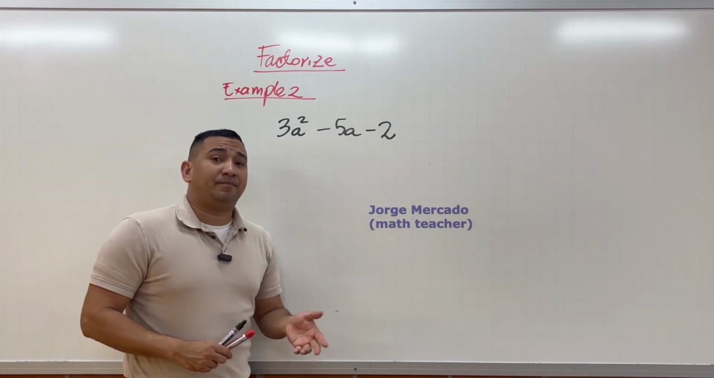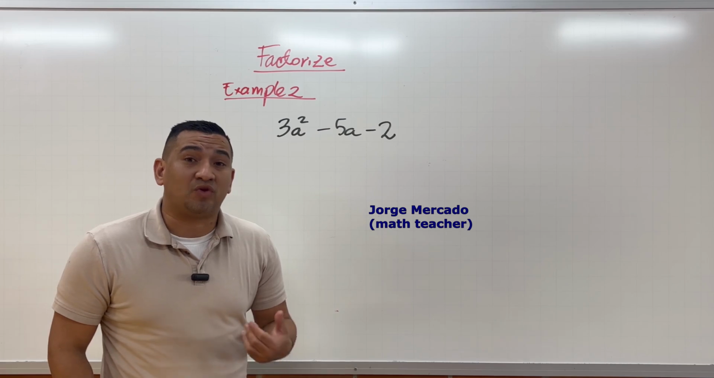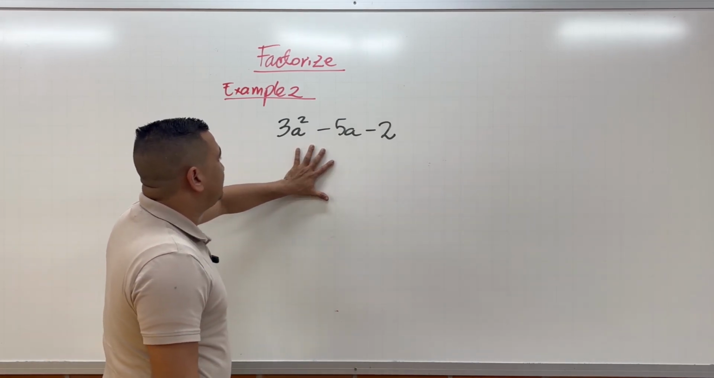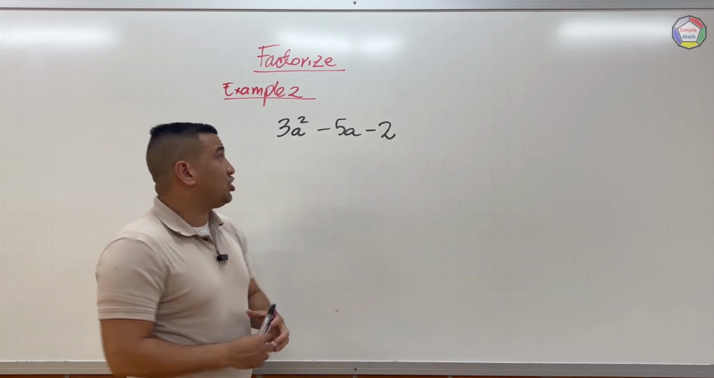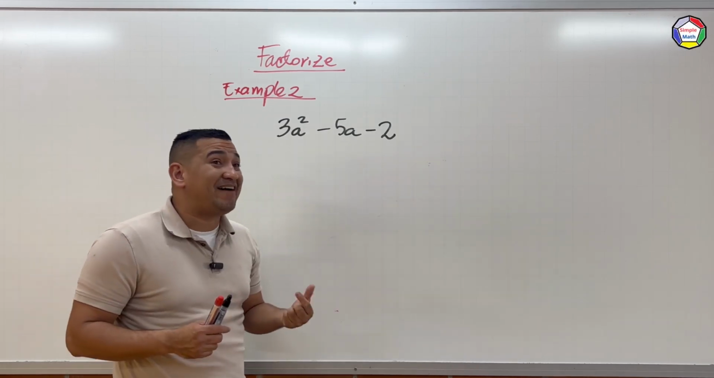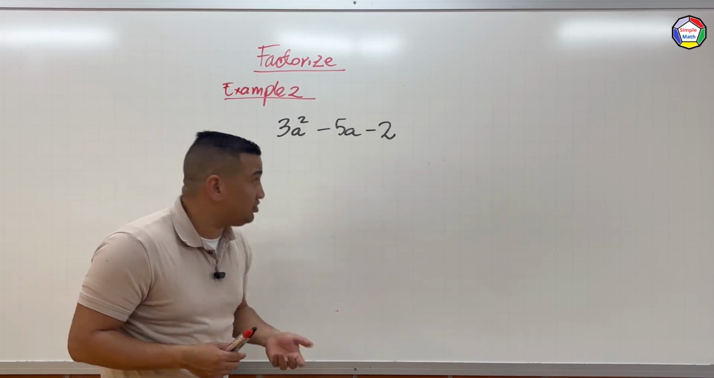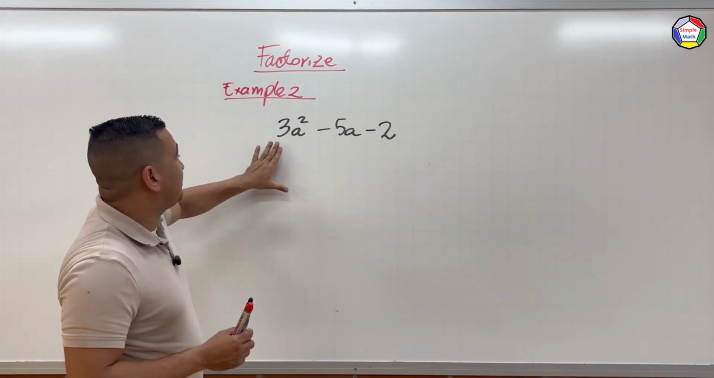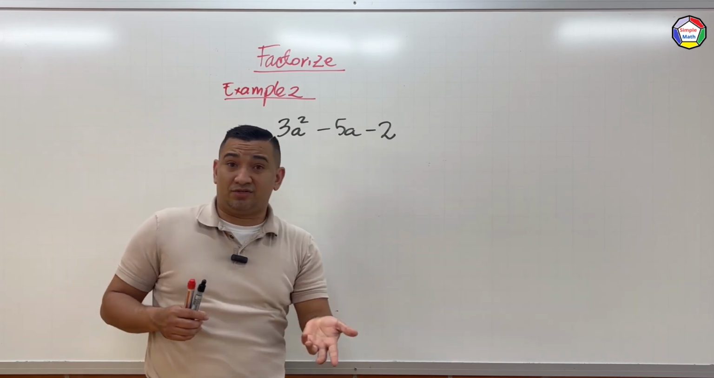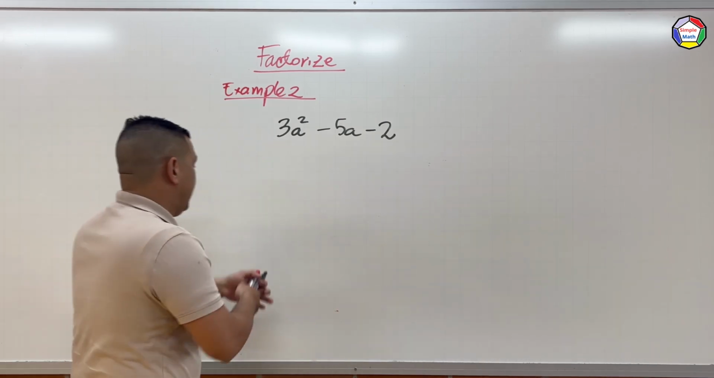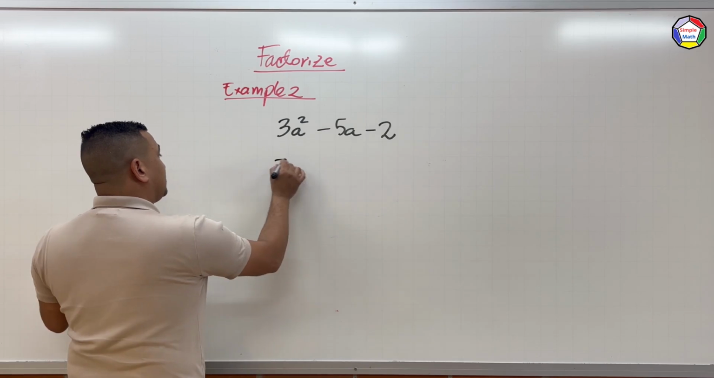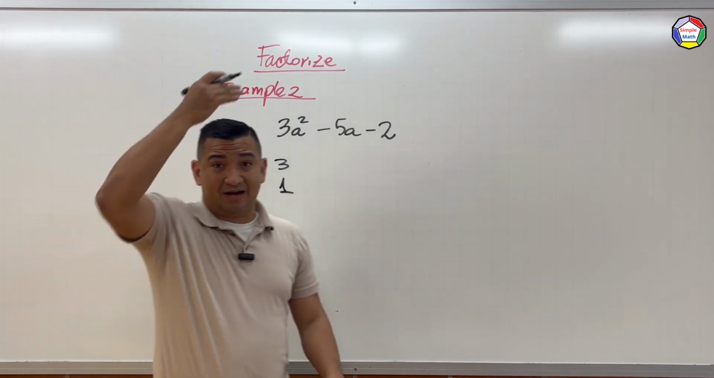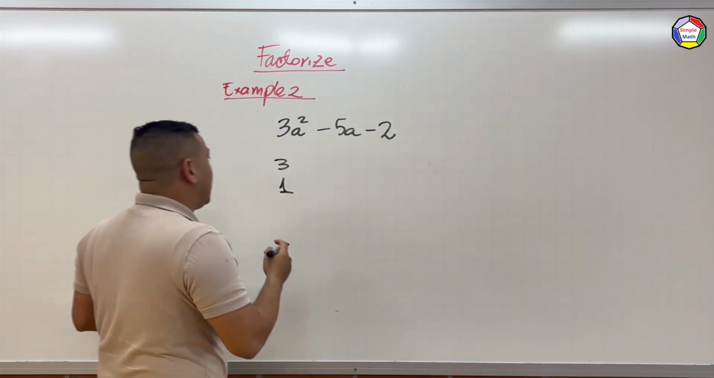This is the second example about factorizing trinomials, right? Remember the steps. We have to think about the factors that when we multiply them, we get 3. 3 has only 2 factors, the number 3 and the number 1. As you know, 3 times 1 is 3. So we have to list or write the factors in a column.